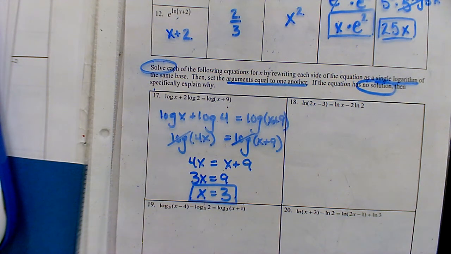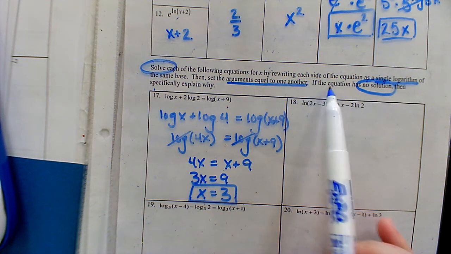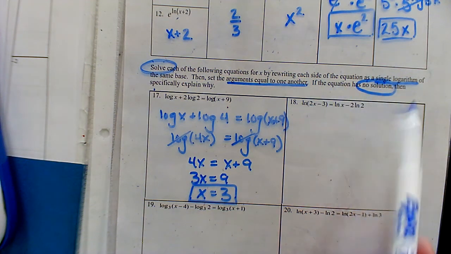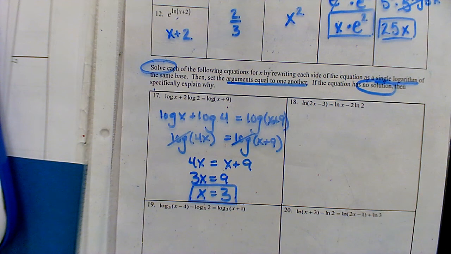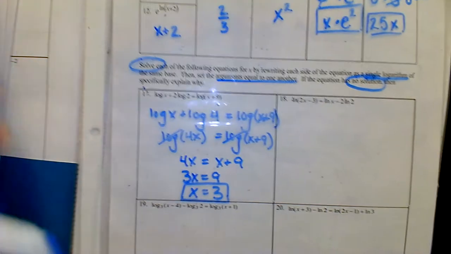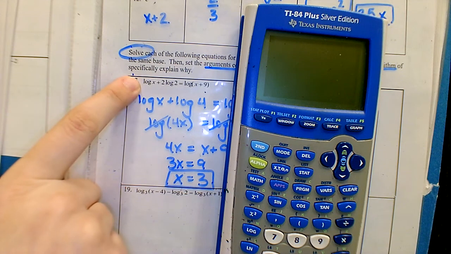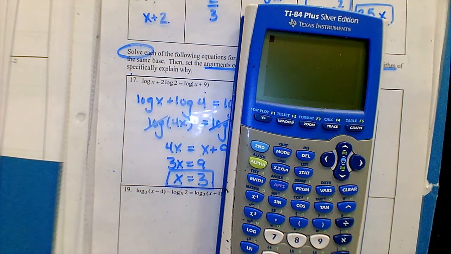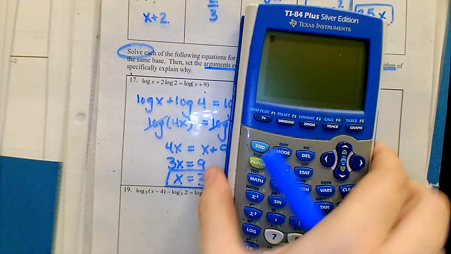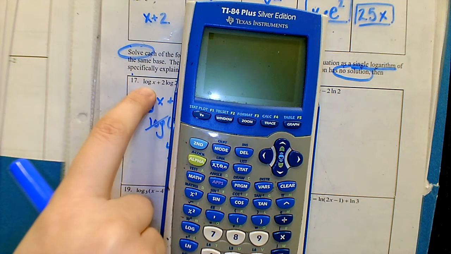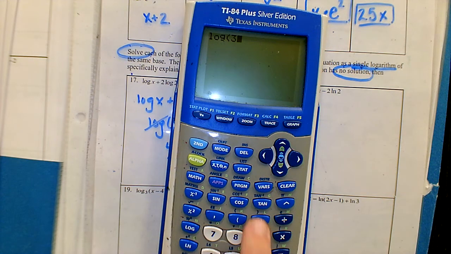All right. Now the last thing mentioned up here in the directions is if the equation has no solution, then specifically explain why. This is basically just asking us to check our answer. So on your calculator, we're going to go ahead and plug in 3 back into these logs. Okay, we're not going to evaluate the whole equation. We're just going to plug in 3 into the logs that have an x in it. So for example, this first one, we'll just type in log of 3 and see if we get a number.